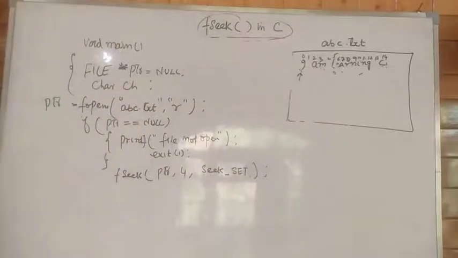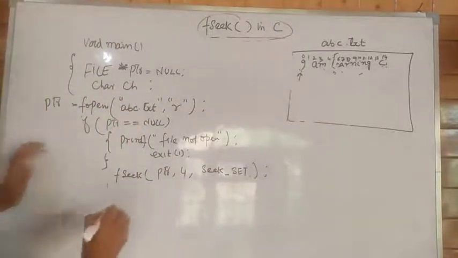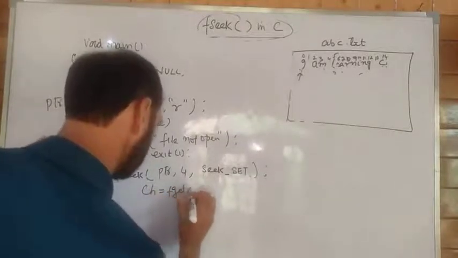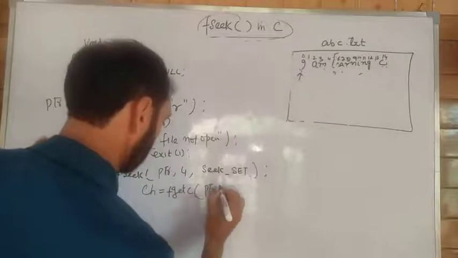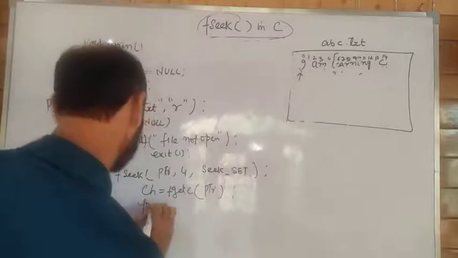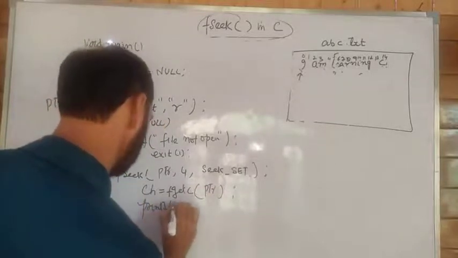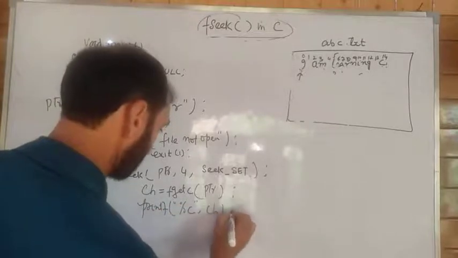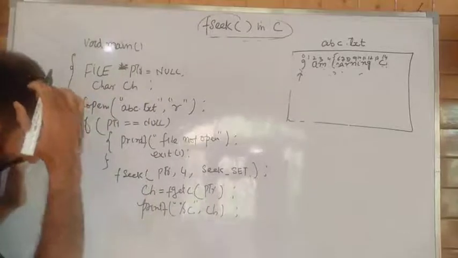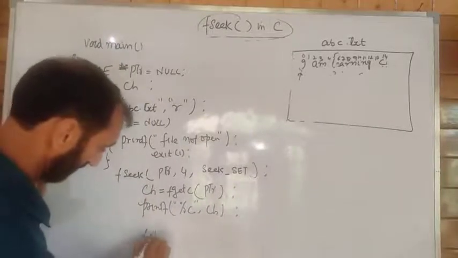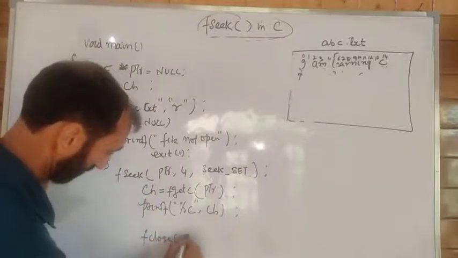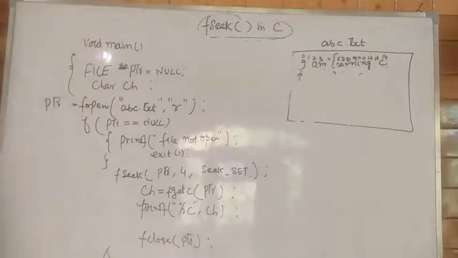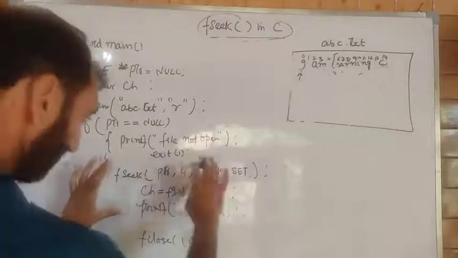For example, here I have declared a variable ch. Now ch equal to fgetc(ptr), printf("%c", ch), fclose(ptr), and that is it. What would this program print?